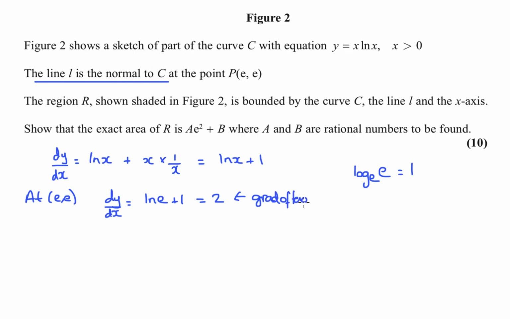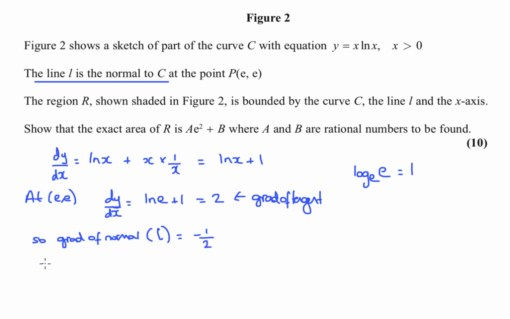And it's good to label things. It helps you keep track of what's going on. It helps you process your thoughts. And it helps you stop making silly mistakes as well. That's the gradient of the tangent. So gradient of normal, which is L, our line L, is going to be negative a half, the negative reciprocal.